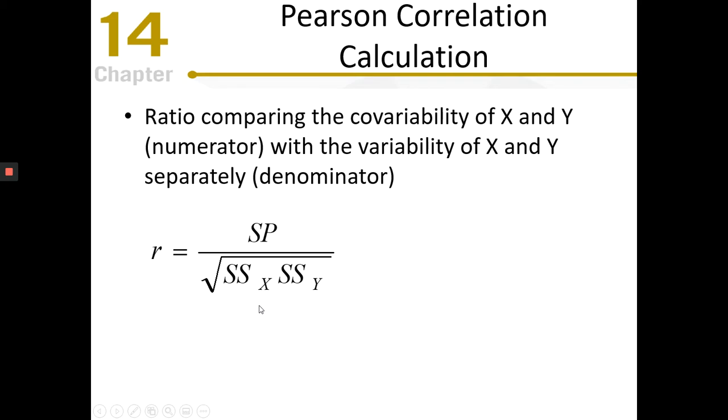And then what's the variability of x and y? Well, let's use the sum of squares. That's something that we've used. So the sum of squares calculator, we're going to be using this. We're going to take the sum of squares for x, and the sum of squares for y separately. You see here, we're going to multiply them, and then we're going to take the square root.